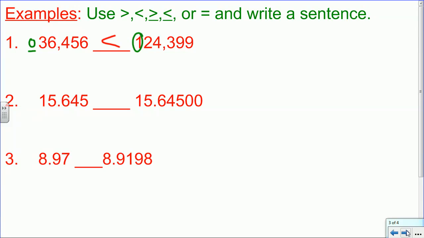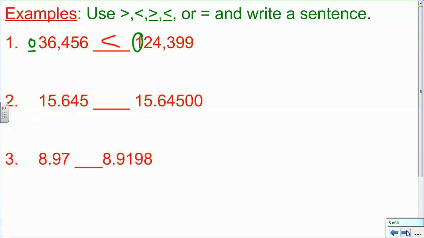I'm not going to write the sentence right now. I need to keep this short. The second one, 15 and 645 thousandths. And we're comparing that to 15 and 64,500 hundred thousandths. And so we're going to follow the same process.